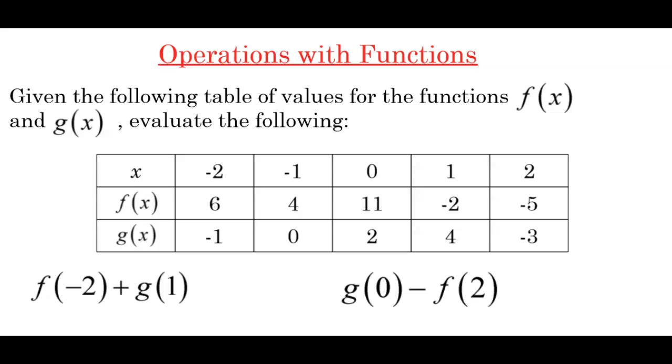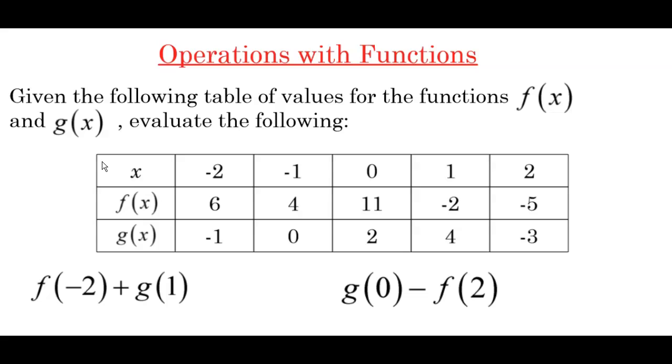Hey everyone, in this video we're going to learn how to perform operations with functions. Our first example, given the following table of values for the functions f of x and g of x, evaluate the following. In our table, the first row represents the inputs, or the x values. The second row are the outputs for the function f of x, and the third row are the outputs for the function g of x.